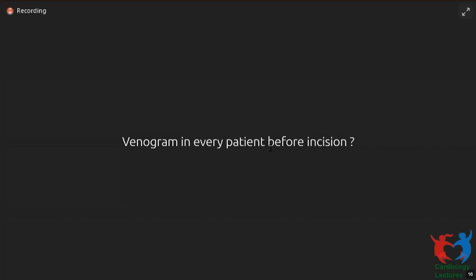But we generally don't do this because there is definitely a small risk and slightly increased time with doing a venogram in every patient. And we don't feel it is worth the additional benefits that you get from it. Like I said, we screen for LSVC by looking at the CS on echocardiograms, and that is generally sufficient.